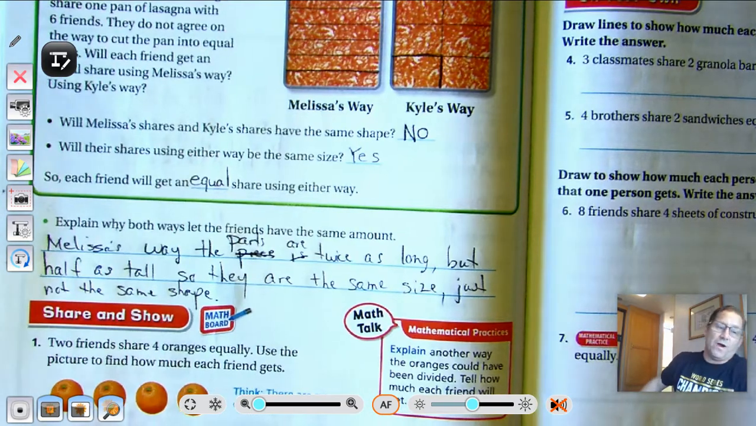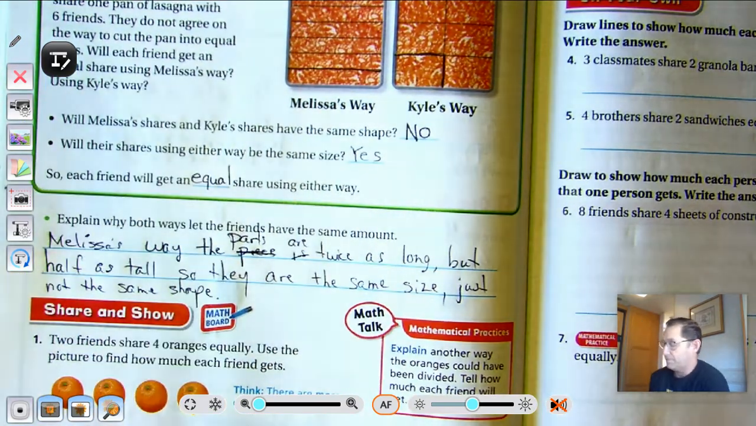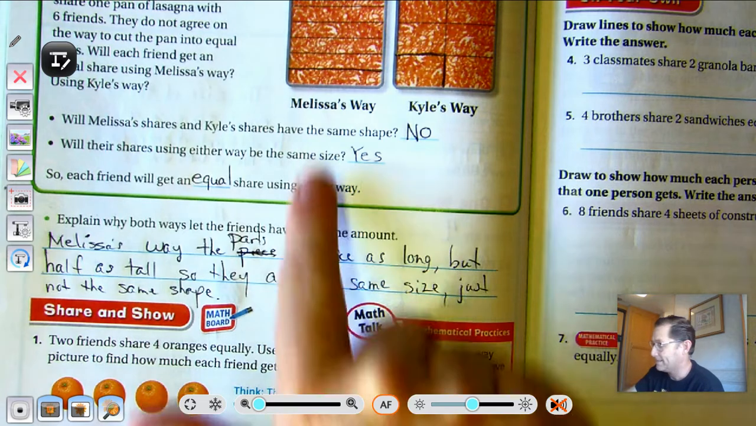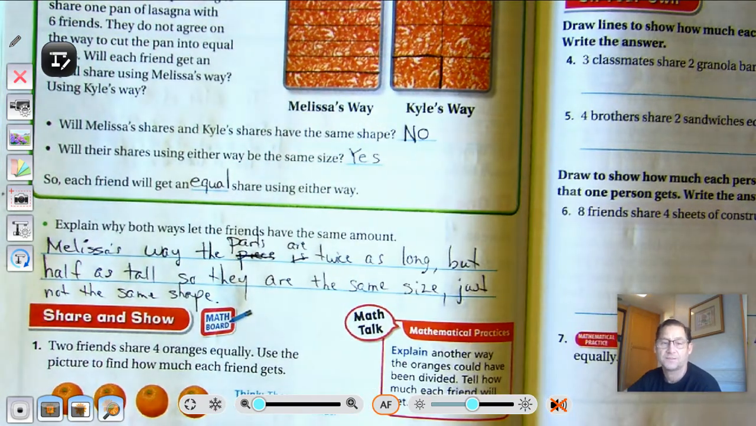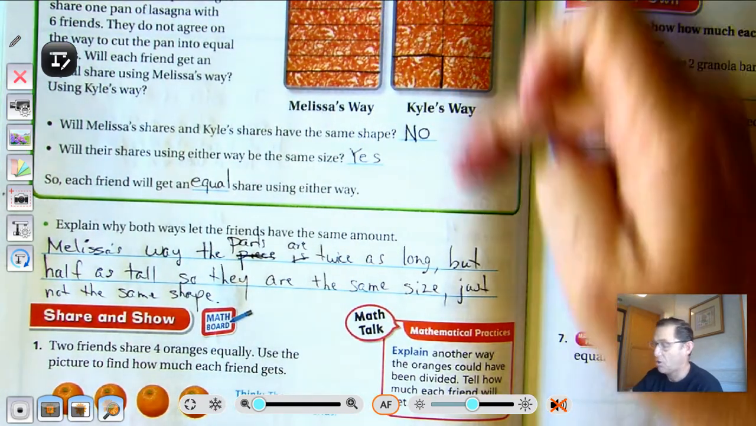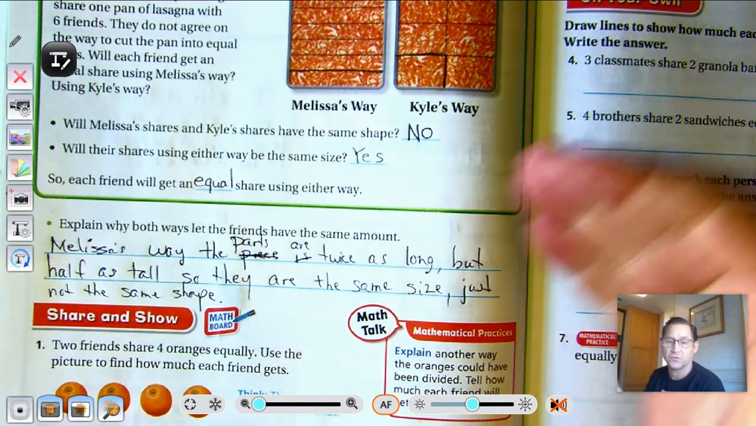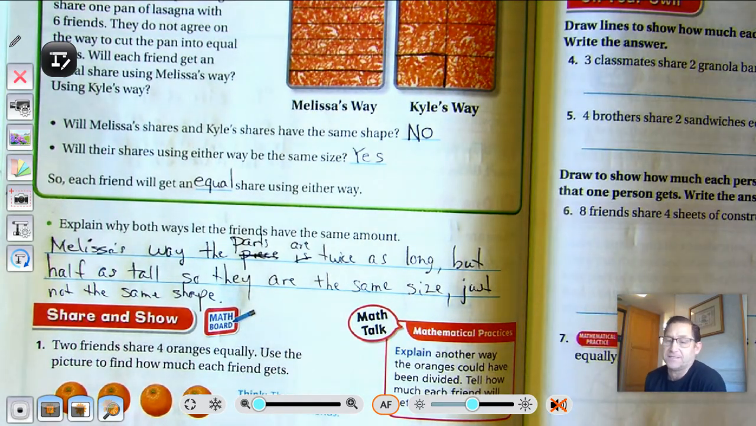Okay, so this is the way I see it. Melissa's parts are twice as long as Kyle's parts, but half as tall as Kyle's parts. So they are the same size, just not the same shape.